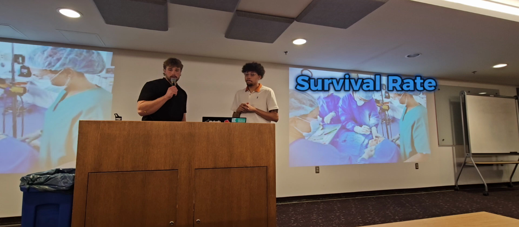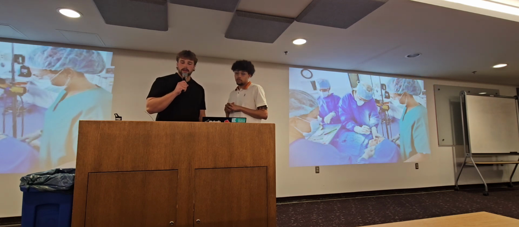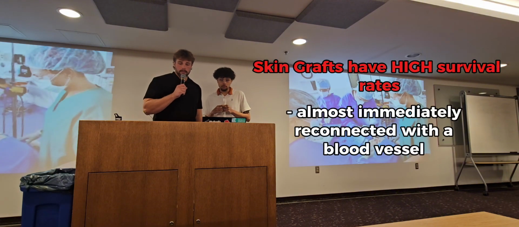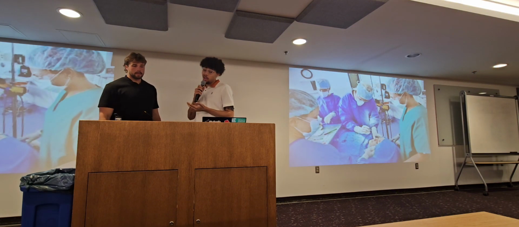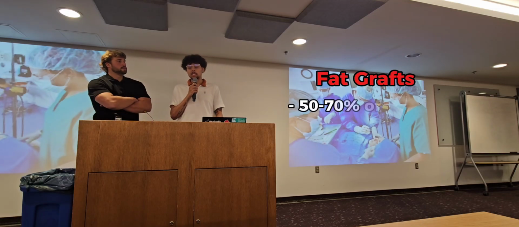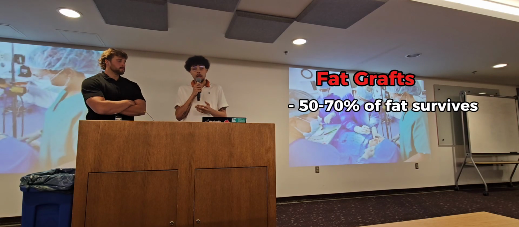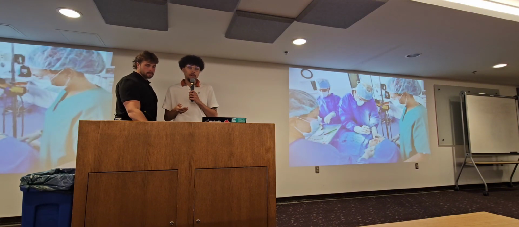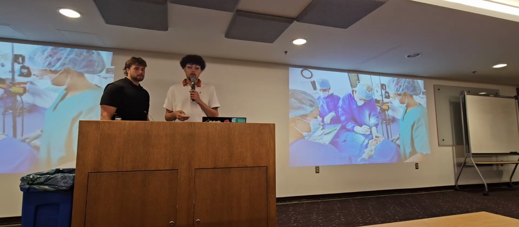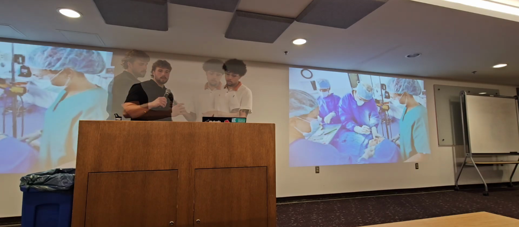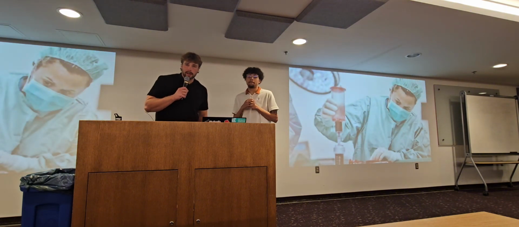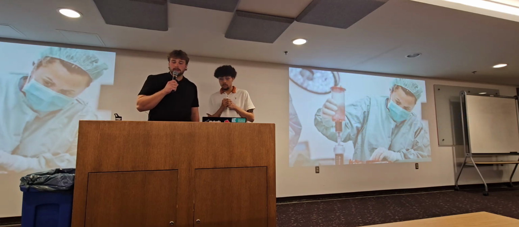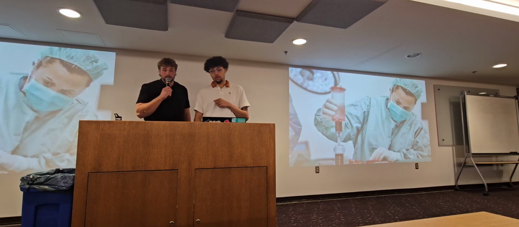The survival rate for transplanted tissue depends on how well it establishes a blood supply. Skin grafts have a high survival rate because they are almost immediately reconnected with a blood vessel in order to get the necessary nutrients. But with fat grafts, on the other hand, only about 50 to 70% of the fat that gets transferred actually survives. This is because the cells need oxygen quickly. If too much fat is injected into one spot, the cells in the middle don't get enough oxygen and they die. So surgeons will inject small amounts in multiple layers. It is literally based on diffusion and vascularization, which is new blood vessels growing into transplanted tissues, using the same principles that are used in tissue engineering labs.